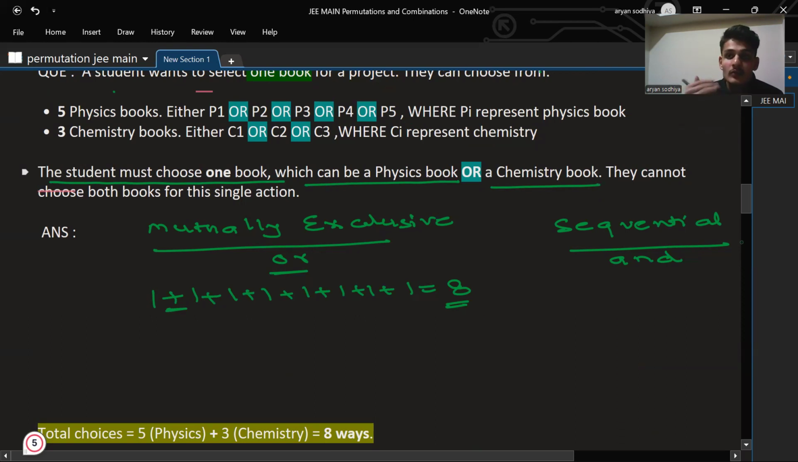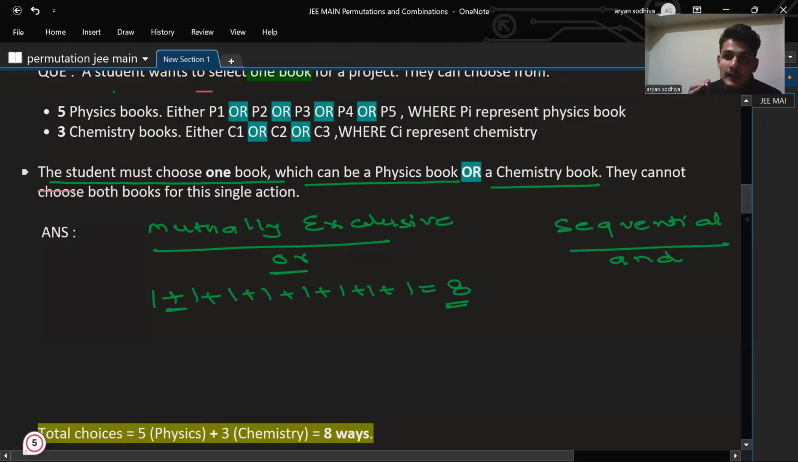So you are again and again using "or". So these are mutually exclusive events. That's why you are adding. It means you can do one thing only, one task only. If you choose one chemistry book, you don't need to choose the physics book again. The task is completed. Mutually exclusive events, as we have previously discussed, are events where if one completes, the other does not need to be completed. One physics book is chosen, the task is completed. Now you don't need to choose the chemistry book. That is what is meant by mutually exclusive events.